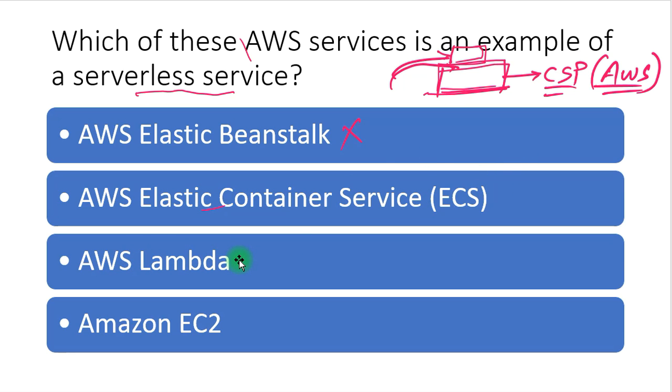AWS Lambda is a kind of function where we run our code and we get the output of that. It is used for our application, and here we need not worry about the underlying server infrastructure. So this is the option for a serverless service. It is an example of a serverless service, like we have Azure Functions in Microsoft Azure. In AWS it is AWS Lambda.